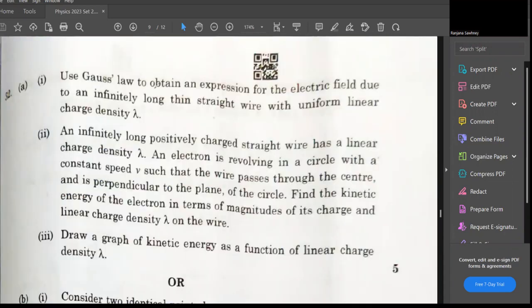Next question, question number 32. Using Gauss law, find the expression for the electric field due to a long, thin, straight wire having a linear charge density lambda. This is a very simple derivation which comes out to be E is equal to lambda upon 2 pi epsilon naught into R.